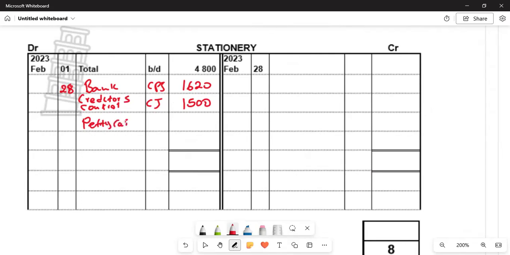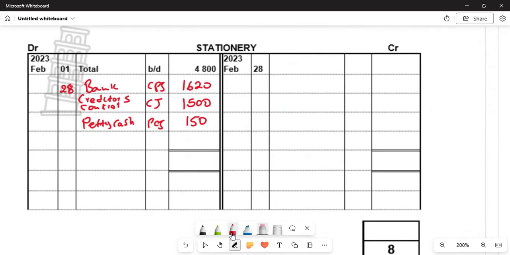Petty cash, which is PCJ, of how much? 150. So also on the 28th Feb, which is already there. We also have what? Creditors control of how much? Of 175.